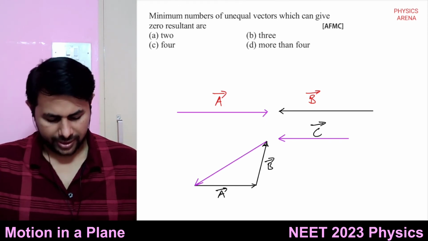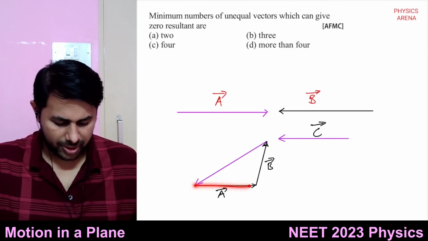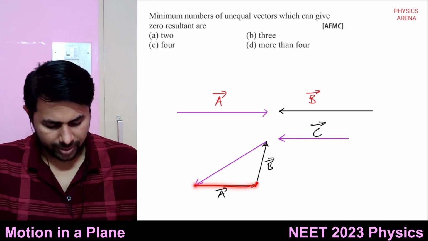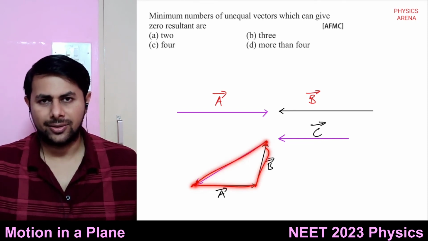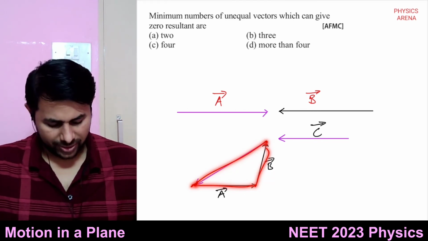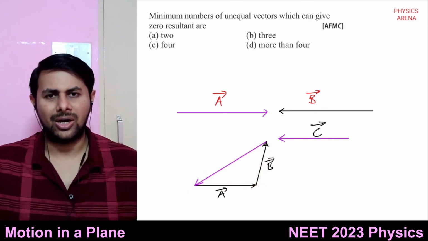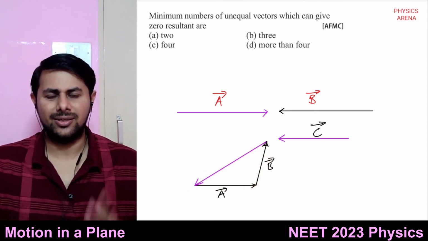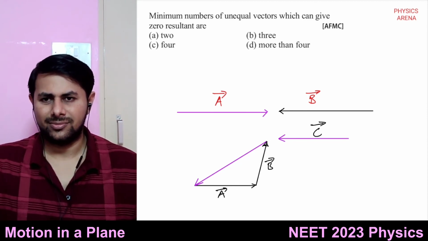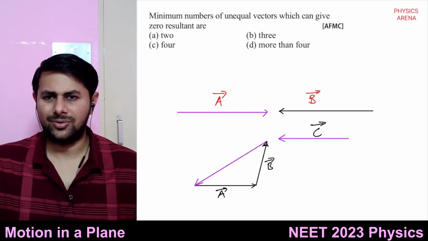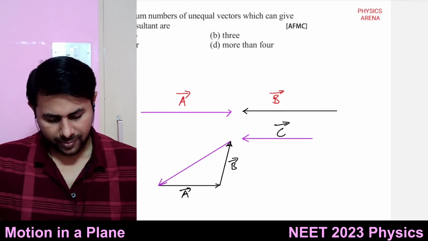Okay, so you can understand it like this. You're starting from this point, going to this point. Then from this point, you are going to this point. And from this point, you are returning back to the start point. So the sum of these three vectors will be equal to what? Zero. Okay, so how many vectors do you need? At least three vectors, which are not equal in magnitude. Yes, no? Yes, sir.